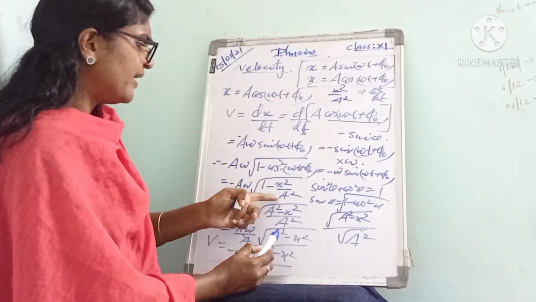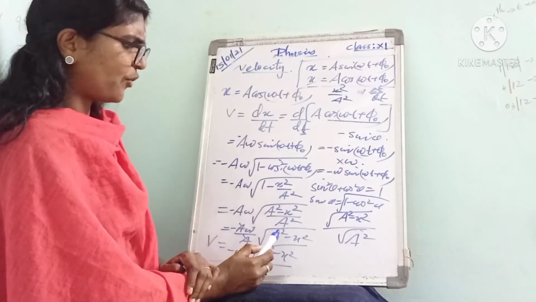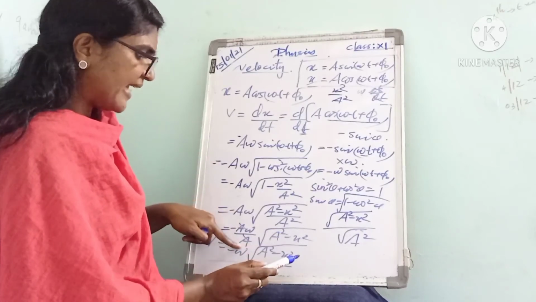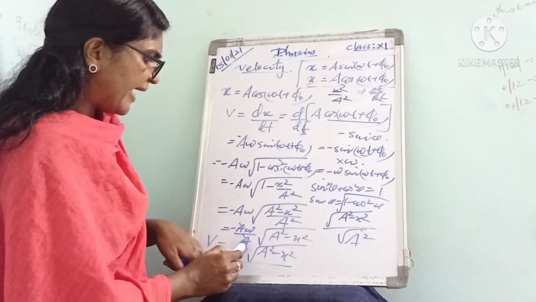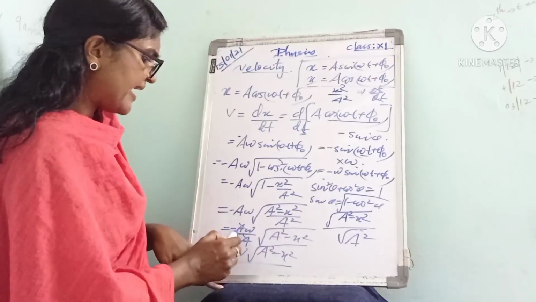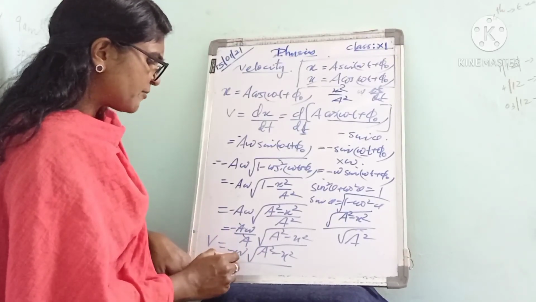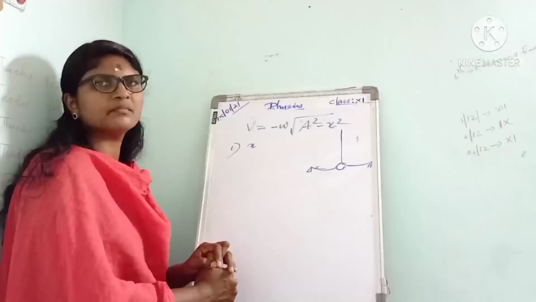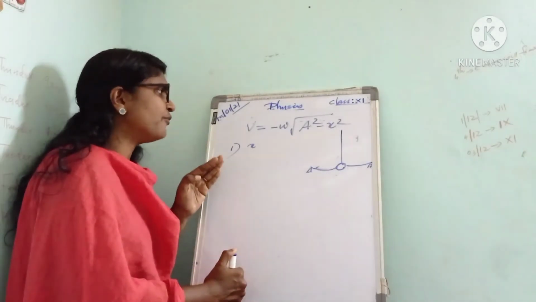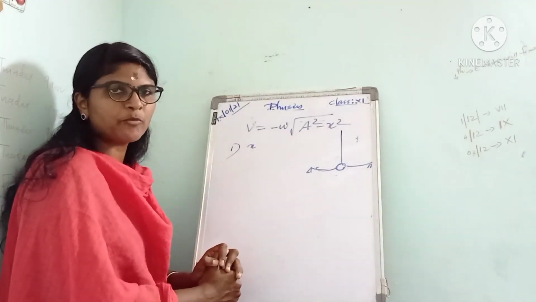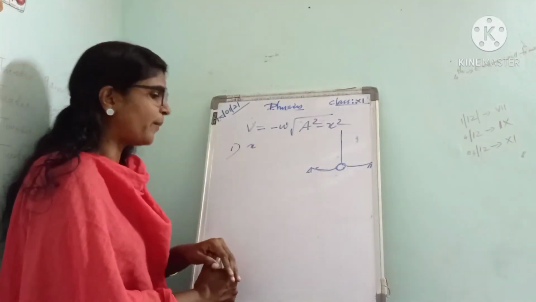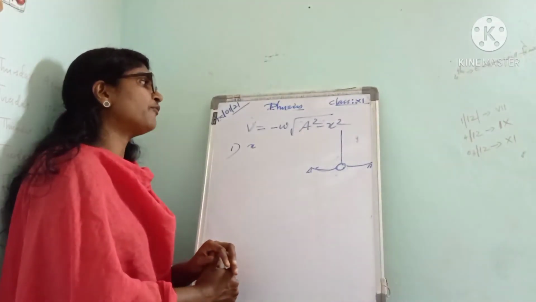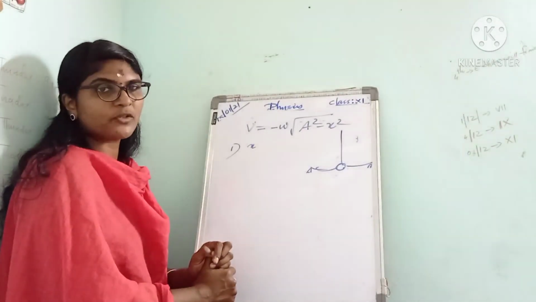Then taking LCM, it is a square minus x square by a square. Then root of a square, when it comes out of the root, becomes a. So minus a omega by a square root of a square minus x square. Then a cancels, and we get the value of v as minus omega square root of a square minus x square. All of you know the equation for velocity of the particle executing simple harmonic motion, that is, velocity v equal to minus omega square root of a square minus x square.